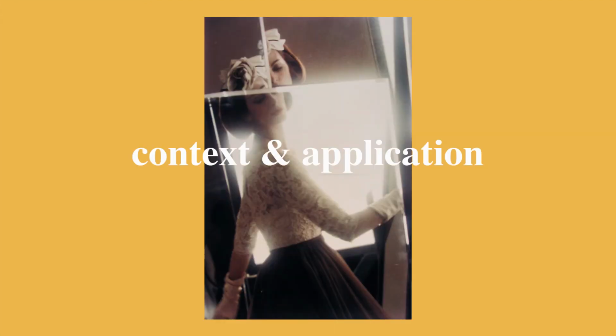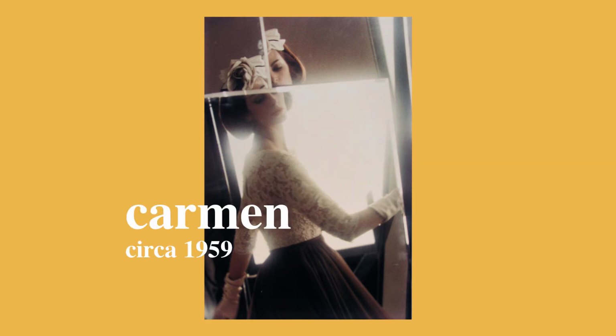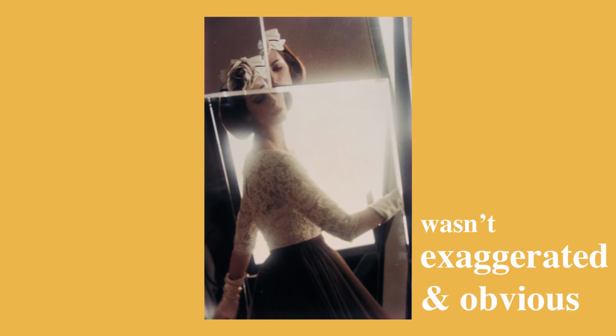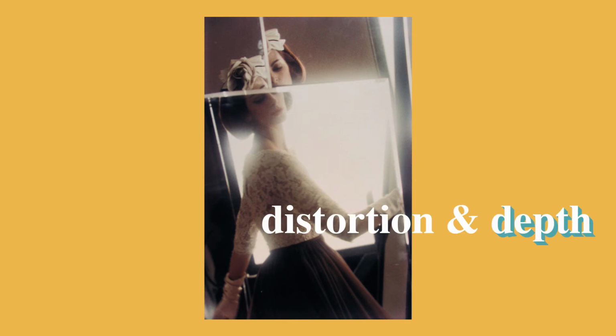I also chose to analyze this photo due to the fact that the context and application was a little different. This was a photo for Harper's Bazaar, a fashion magazine. I mentioned earlier how a lot of Leiter's fashion photography did have a style, but wasn't as exaggerated or obvious. I think this is the image closest to his more preferred style. There is a lot more distortion and depth here than in his other images for the magazines.